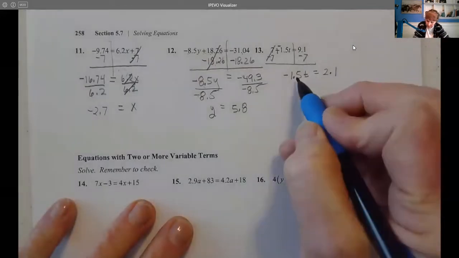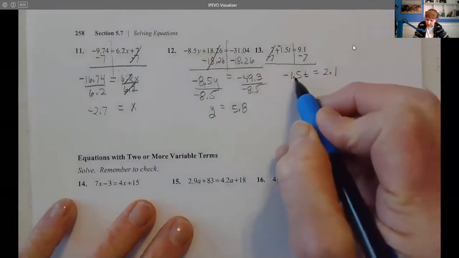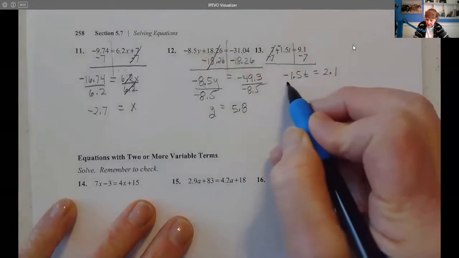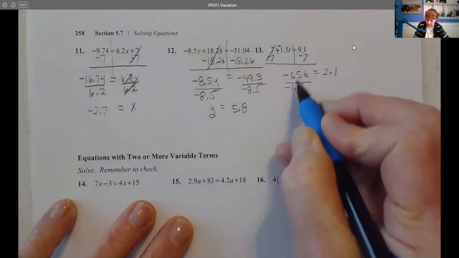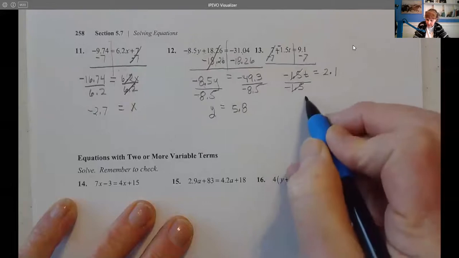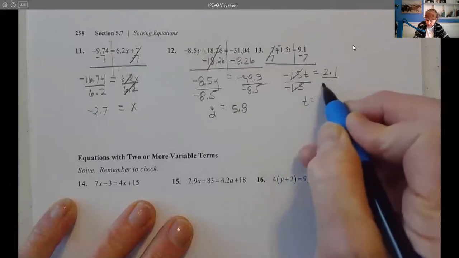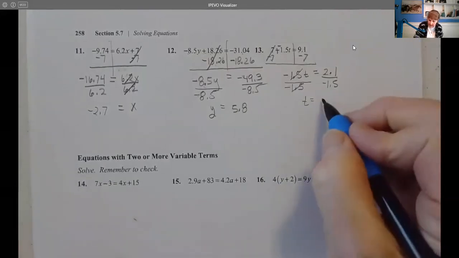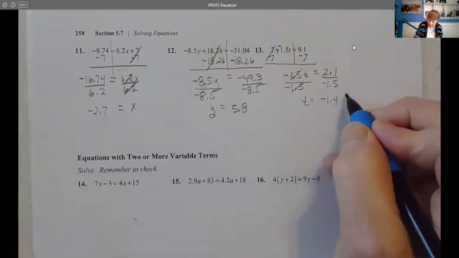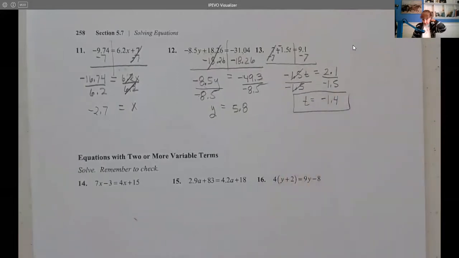So now we're going to divide to get rid of this multiplication here. I want a positive 1. So they cancel, leave you with a 1t. Okay. So I'm going to use my calculator on that one. 2.1 divided by negative 1.5 is a negative 1.4. All right, there we go.